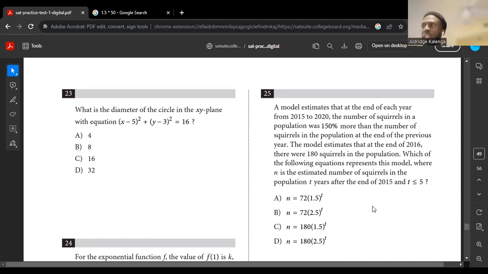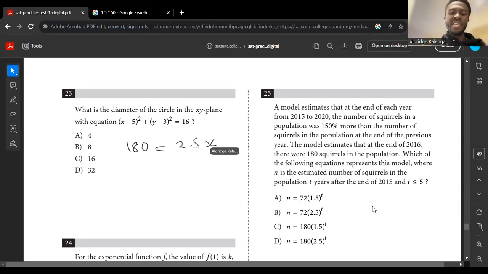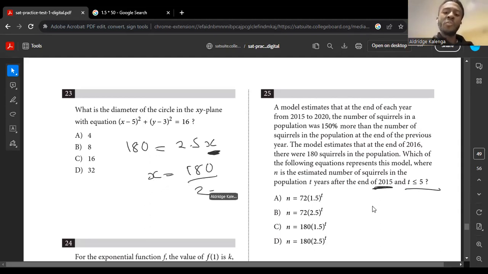Let's look at that algebraically, right? Let's look at that in terms of mathematics. So at the end of 2016, there were 180, but 180 is actually 2.5 times something. It's 2.5 times the original one in 2015, because we're trying to do it from the end of 2015 onward. So what's the equation? Okay, so let's make X the subject of the formula. What's 180 divided by 2.5?